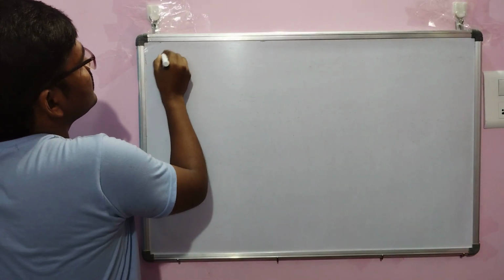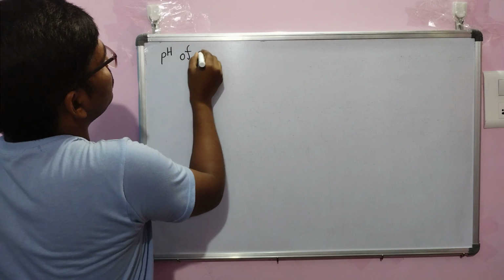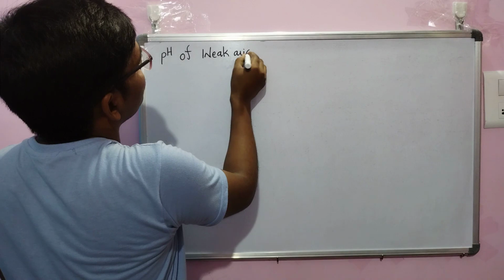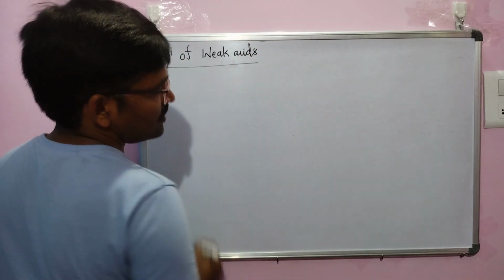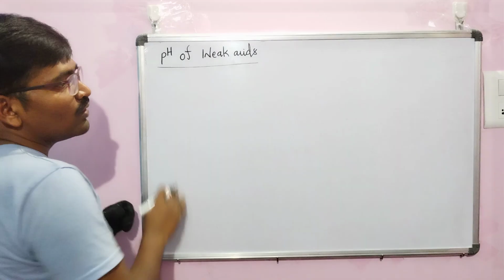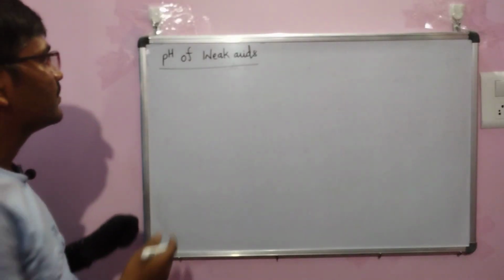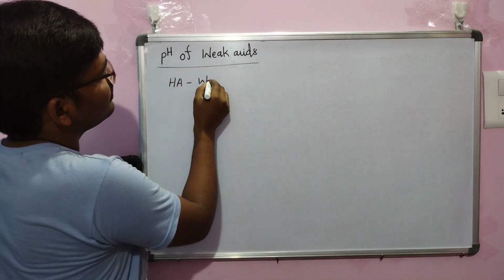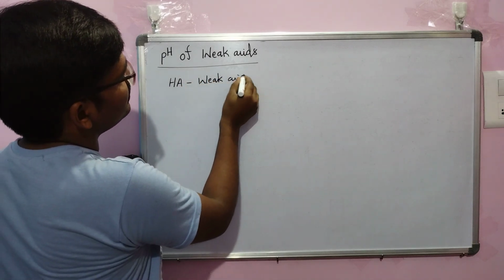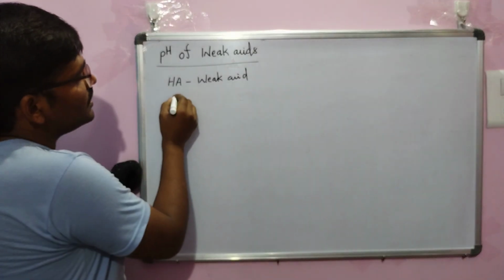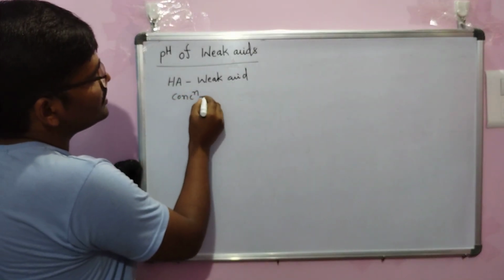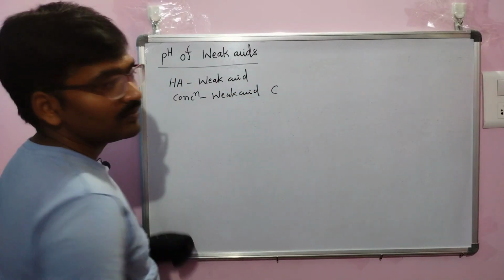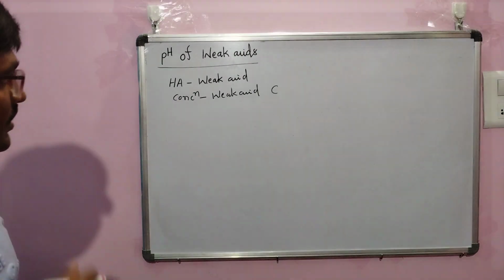First we are taking the pH of weak acids. Let us consider one equation. Just assume it is HA, one of the weak acids. The concentration of the weak acid we are taking is C. Are you getting my point?